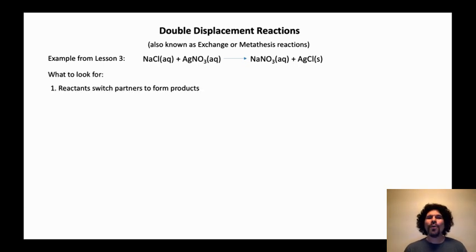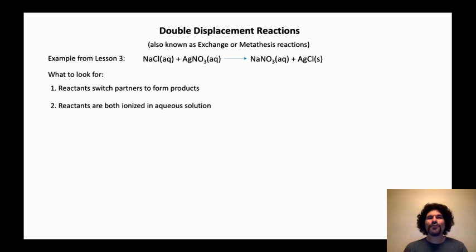Okay, so when you want to classify a reaction as a double displacement reaction, there are several things that you want to look for. So the first thing you want to look for is that the reactants switch partners to form the products. Initially the sodium is partnered with the chlorine and the silver is partnered with the nitrate. They swap partners, right? Because in the product, the sodium is now partnered with the nitrate and the silver is now paired with the chloride.